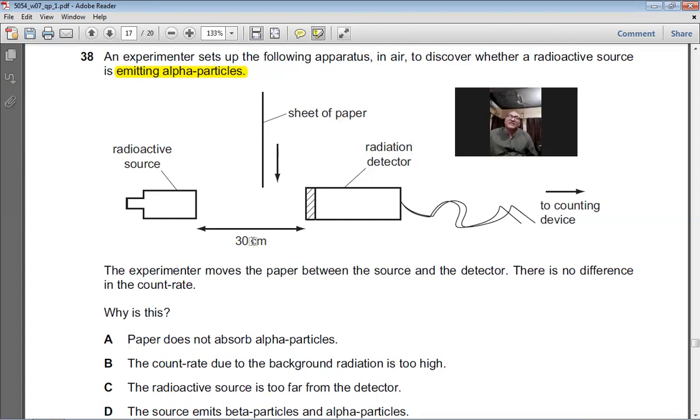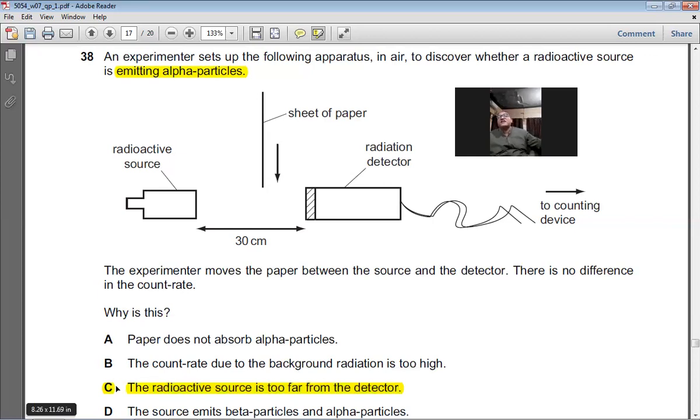So when you inserted the paper between the detector and the radioactive source, the alpha particles were not coming near this detector. So this was taking the reading of the background. When you insert the paper sheet here, it will still be noting down the reading of the background radiation. So that's why the reading on the counting device will not change. So why is this? Paper does not absorb alpha particles. That's wrong. The count rate due to the background radiation is too high. That's wrong. The radioactive source is too far from the detector. That is true. The source emits beta particles and not alpha particles.